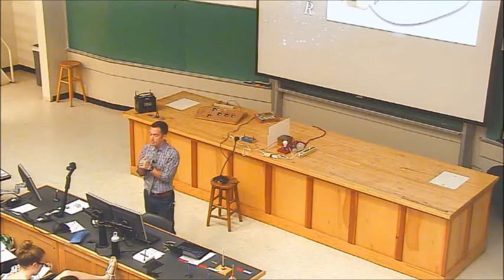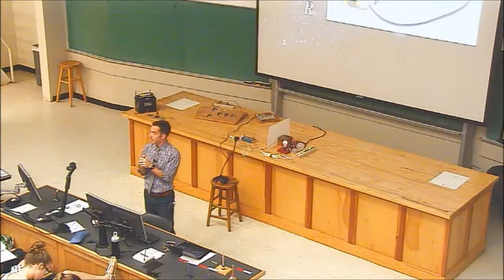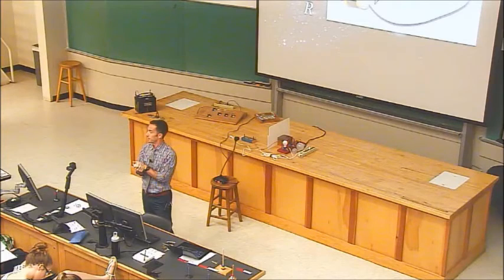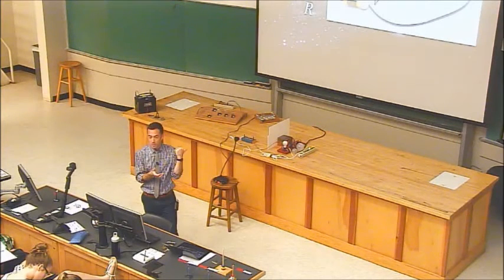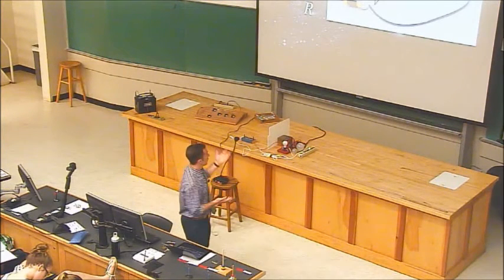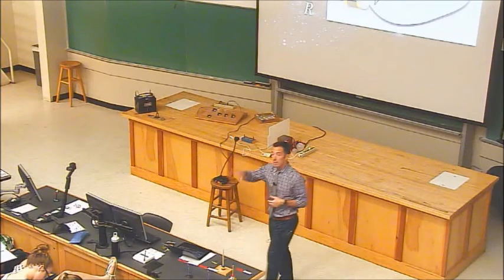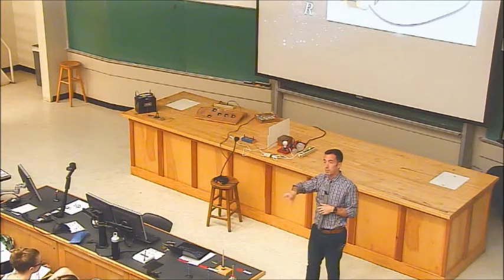Current. Yeah, so V for volts, R for resistance, and I for current. I don't remember why I is for current, but yeah, I for current. And there's the relationship, I equals V over R. So the amount of current that's going to flow is going to be proportional to how big your battery is and inversely proportional to resistance.